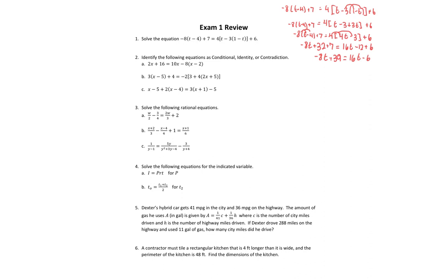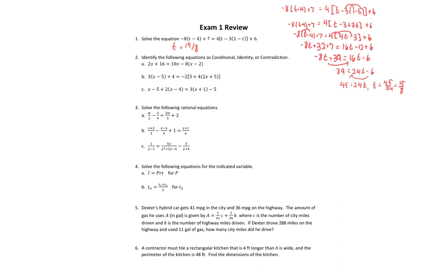Now I'm going to bring this 8t over, so 39 equals 24t minus 6. Bring the 6 over, so 45 equals 24t. That means t equals 45 divided by 24. Both top and bottom of the fraction are divisible by 3: 45 over 3 is 15, and 24 over 3 is 8. So our answer here is that t equals 15 over 8.